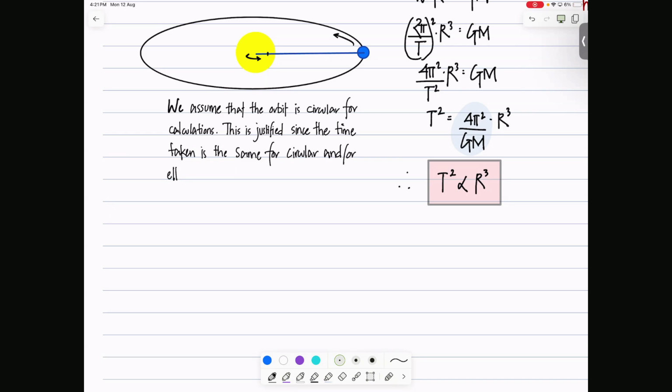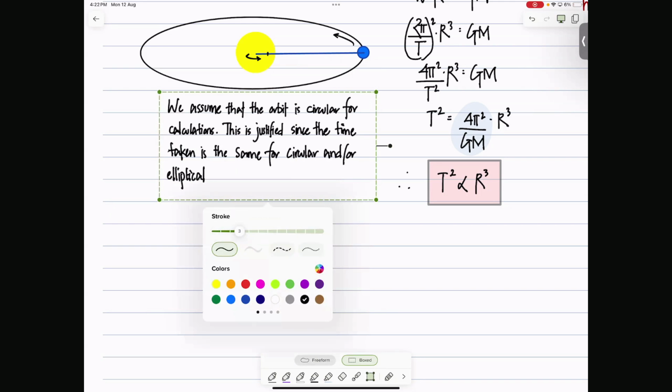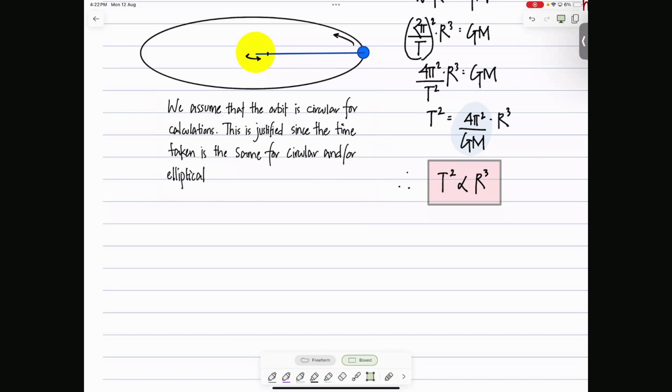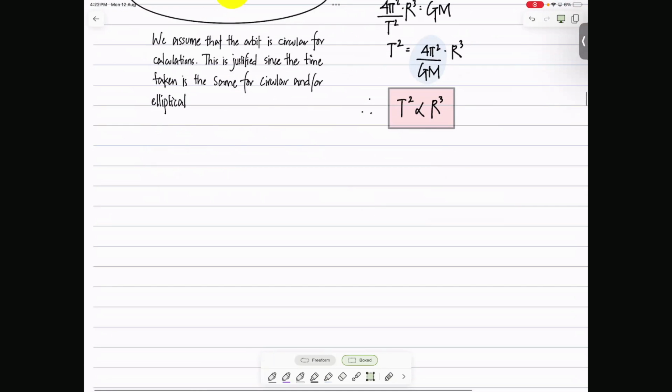So like our sun, this is the mass of the sun, right? In context of the next 100 million years, it wouldn't change enough for us or for our math to change. It is changing every day, but it's not going to be appreciable for any change to be observed with the Earth. Right, we assume that the orbit is circular for calculations, justified since the time taken is the same for circular and elliptical orbits.